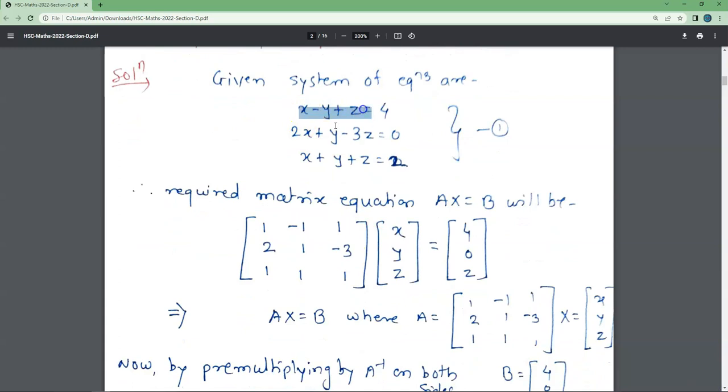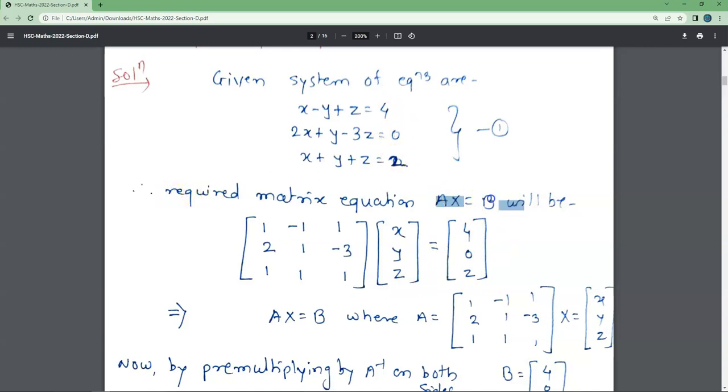The first equation's coefficients: 1, minus 1, 1. The second row will be what? The second equation's coefficients: 2, 1, minus 3. And the third one will be what? The third equation's coefficients: 1, 1, 1. And then here it will be what? The matrix of variables, right? And then the matrix of solutions, that is 4, 0, 2.